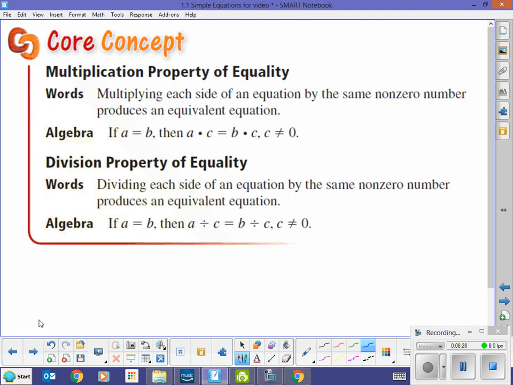Okay, multiplication property of equality and division property of equality. I need you to get these things into your notes right now. So add these into your notes. Pause the video, and when you're done, I'll rejoin you.